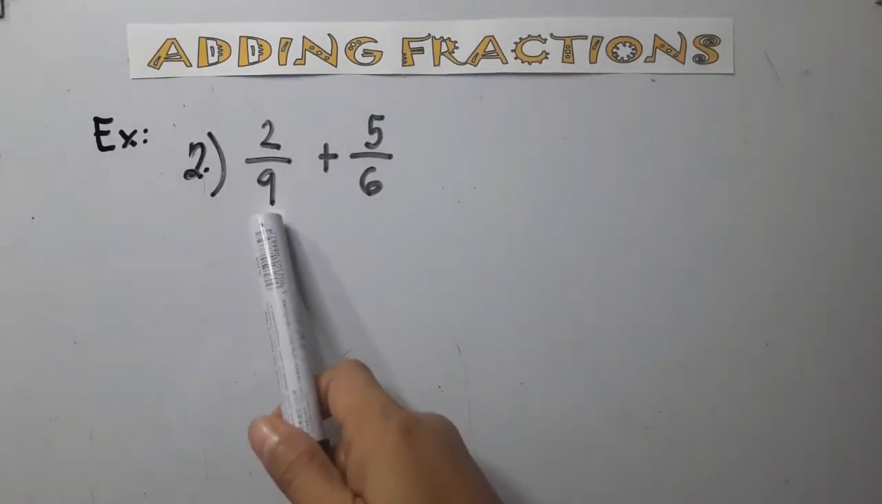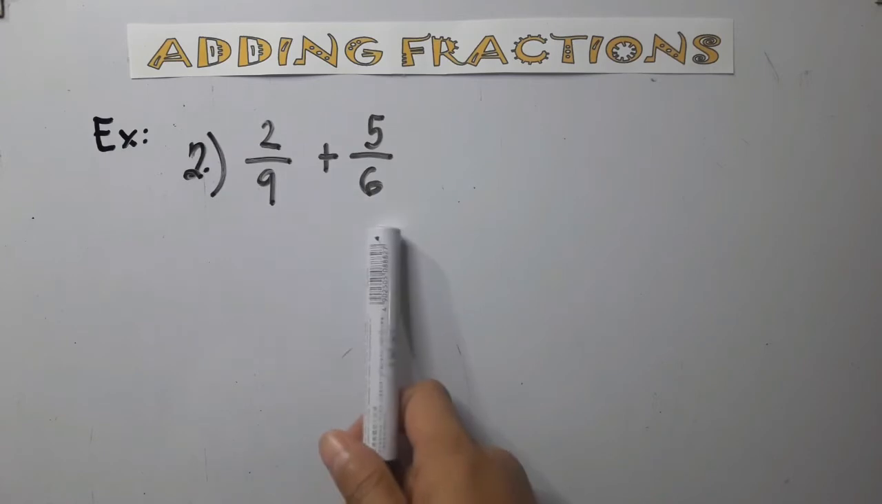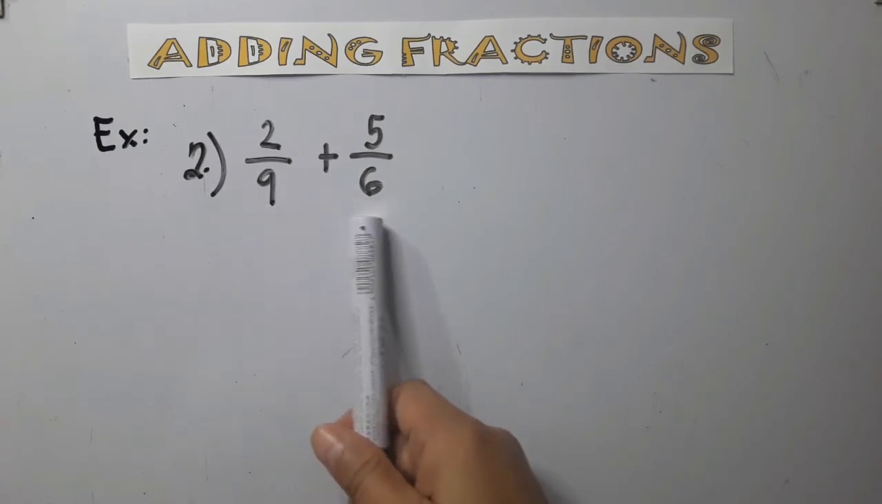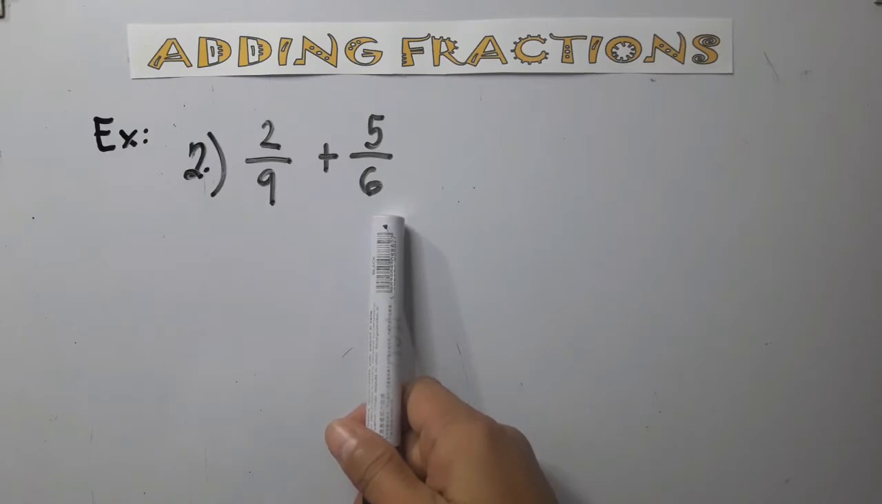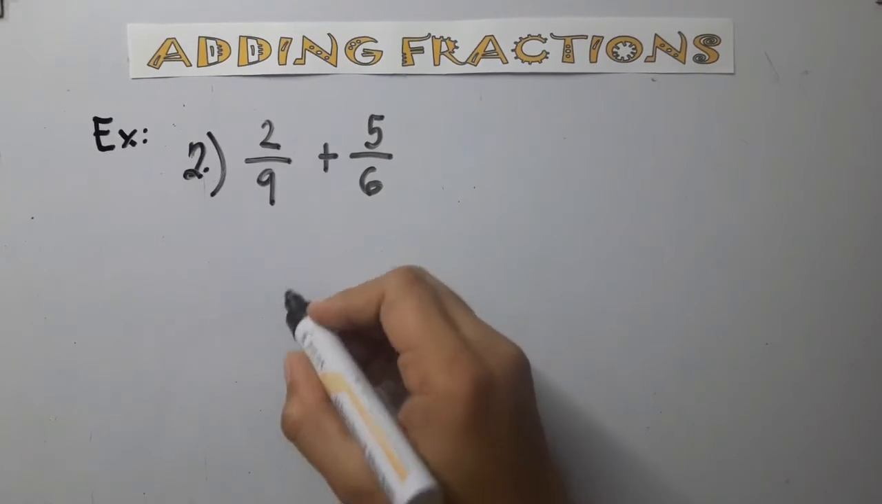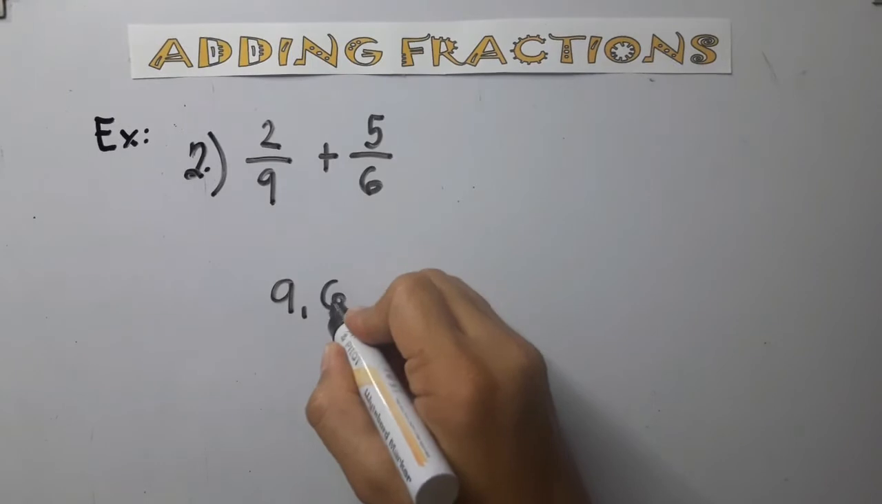Our second example is 2/9 plus 5/6. You check the denominators, they are not the same, so they are dissimilar fractions. In adding dissimilar fractions, what are we going to do first? We have to change these first into similar fractions. How? By first finding their LCD, or the least common denominator. How are we going to find the LCD? We're going to find it using the continuous division method.